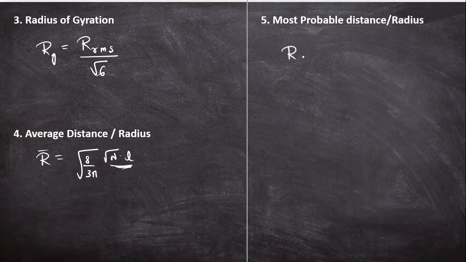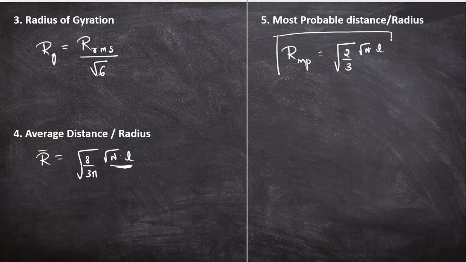It is represented by R_MP, which is equal to, again, root n into L, which is common, multiplied by the whole root of 2 by 3. Okay, so this is the formula. After this class, let's start solving PYQs based on these formulas, and the PYQs which we need to solve from the previous two classes also. So that is enough.